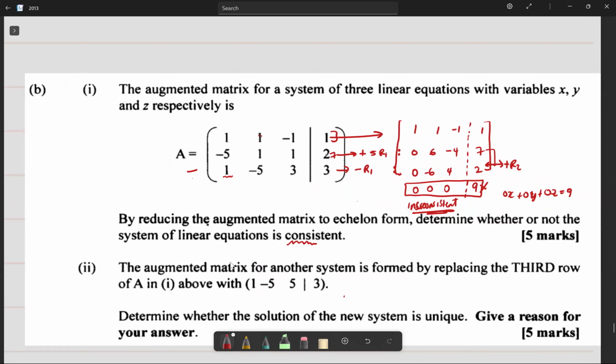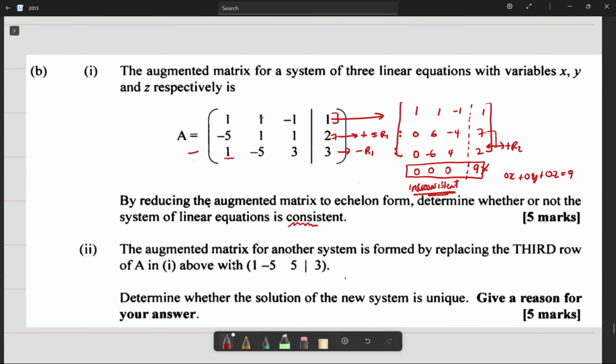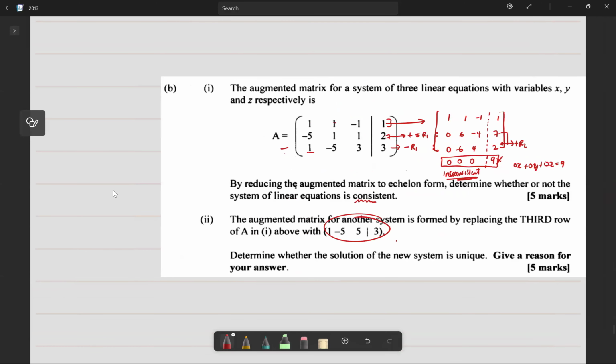Now the next question says, okay, you did your math. Now they're saying we're going to replace the third row with this one. So this is a new third row. Determine if the solution is unique. So we're going to say the new matrix is going to look like this.